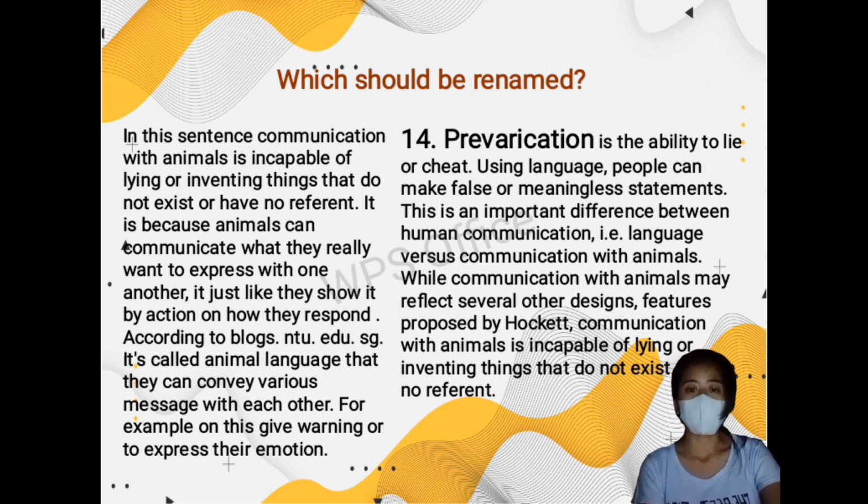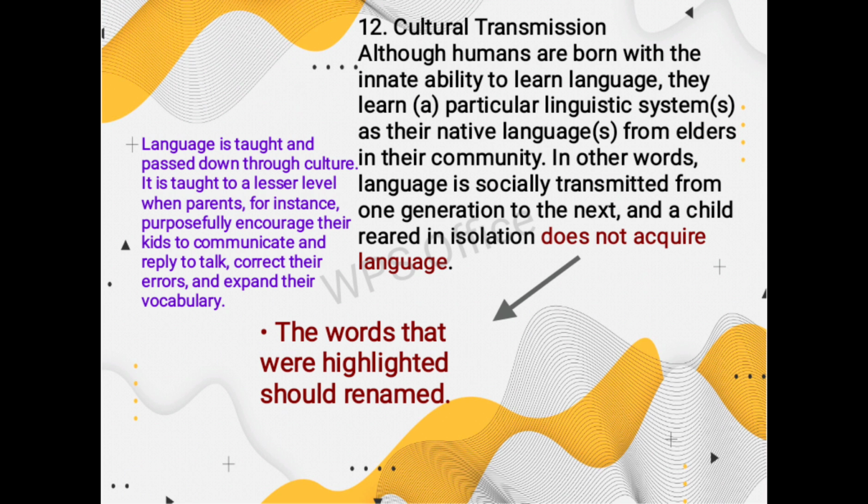What should remain in this sentence is that communication with animals is incapable of lying or inventing things that do not exist or have no referent. It is because animals can communicate what they really want to express with one another. It's just like they show it in action, in how they respond. According to blogs.nd.edu, it's called animal language, that they can convey various messages with each other, for example, to give warning or express their emotion in how they react. That's called animal language.